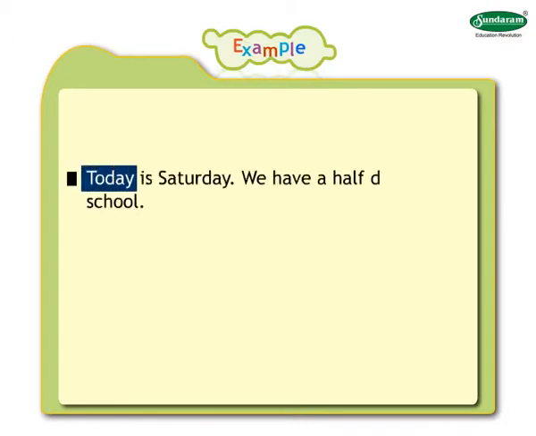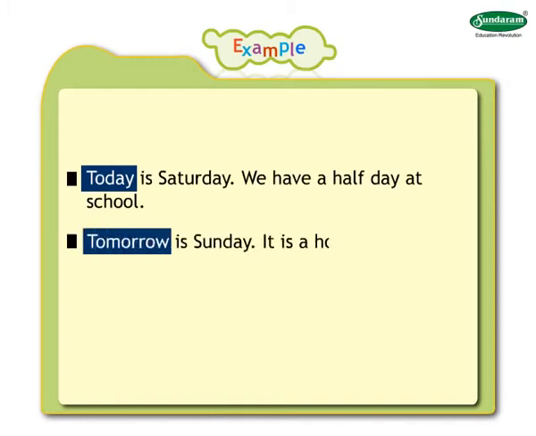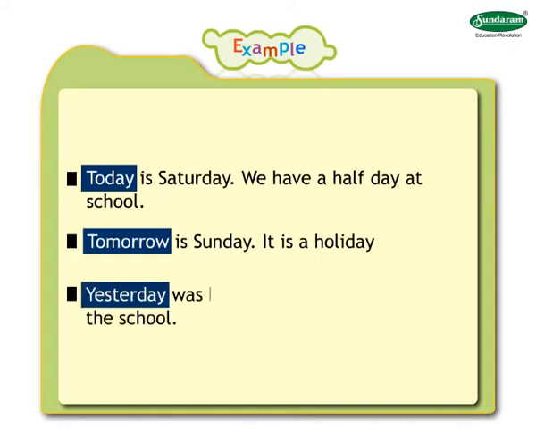We can relate the terms today, yesterday, and tomorrow with other things too, along with the days of a week. For example, the first example is today is Saturday. We have a half day at school. Tomorrow is Sunday. It is a holiday. Yesterday was Friday. There were matches in the school.